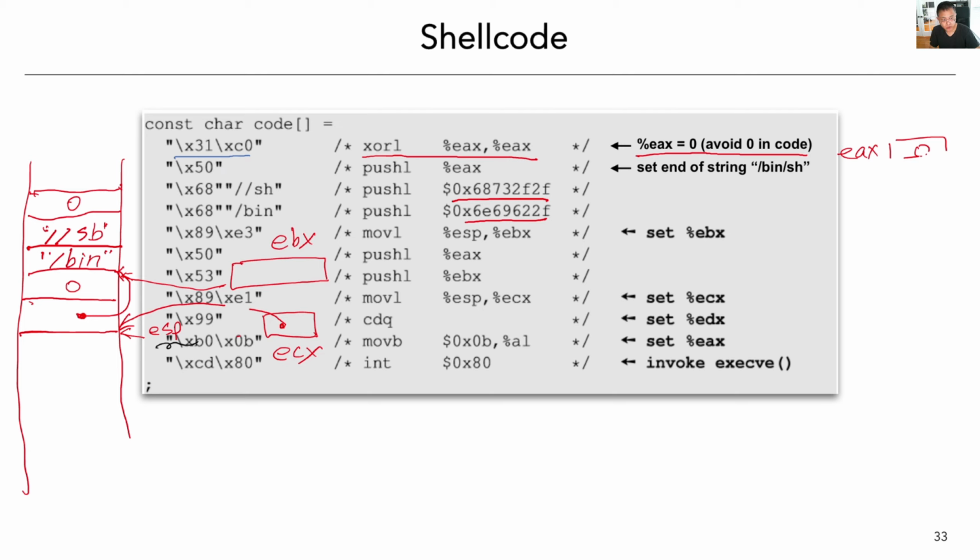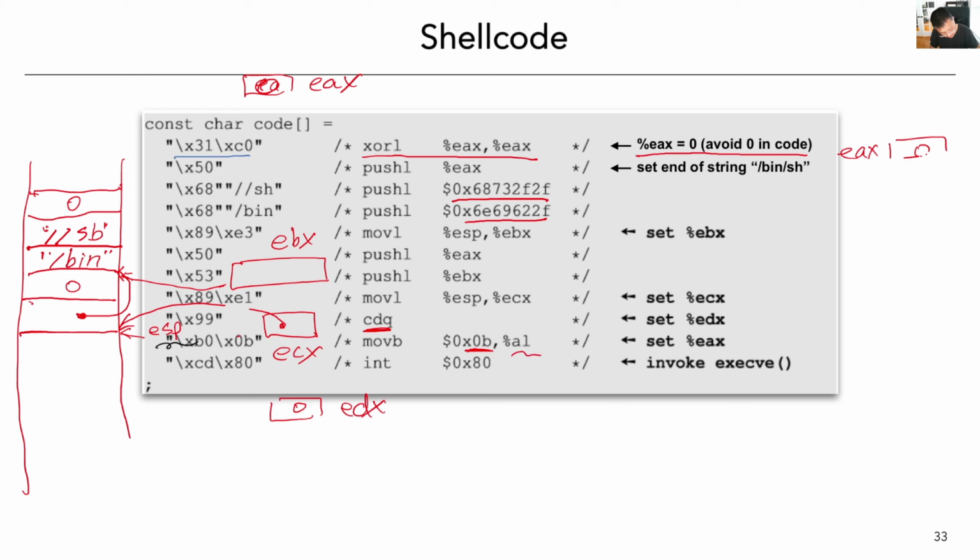Then we do the CDQ. So the CDQ will actually set EDX to 0. Now at the beginning, we have EAX to be 0. Then we move 0xb to AL. So now, what is AL?